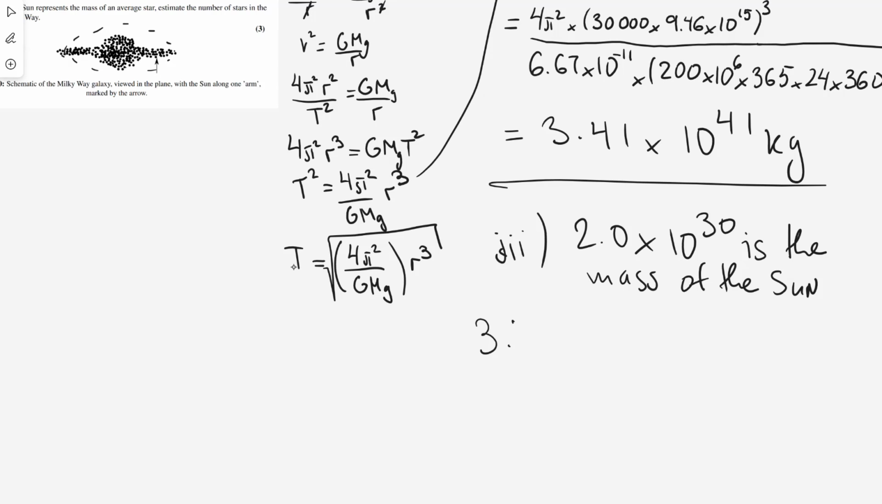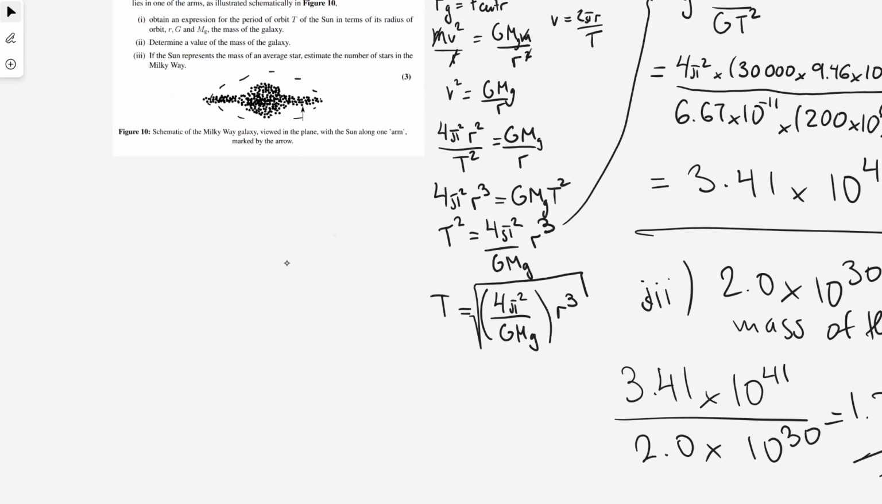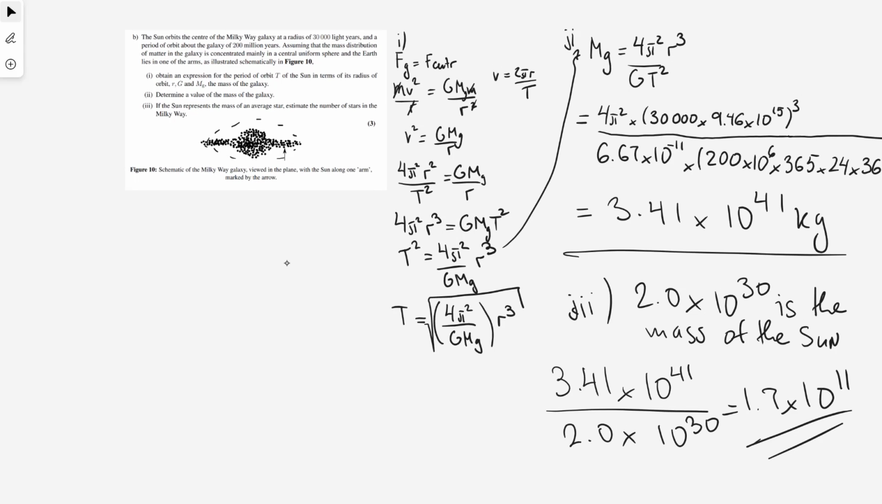So I'm going to do 3.41 times 10 to the power of 41, divided by 2.0 times 10 to the power of 30, and we're going to get about 1.7 times 10 to the power of 11 stars. So this is a huge number, about 100 billion or so in this galaxy. Of course, this is just an estimate, assuming that the sun represents the mass of an average star. I really enjoyed this part of the problem. Let's have a look at the next.